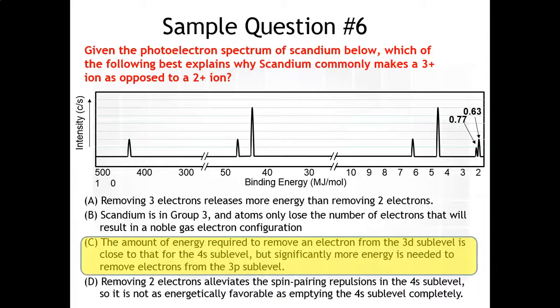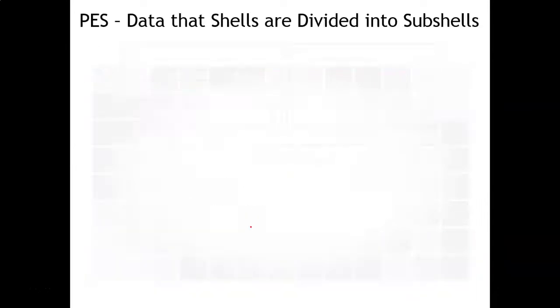So the one that made the most sense when we're reading through it: the amount of energy required to move an electron from the 3d sublevel is closer to the 4s sublevel. Absolutely true. But significantly more energy is needed. Because the question is, which of the following explains why scandium forms a positive 3 rather than positive 2? And that's because of this explanation.